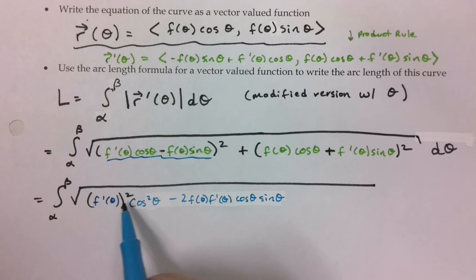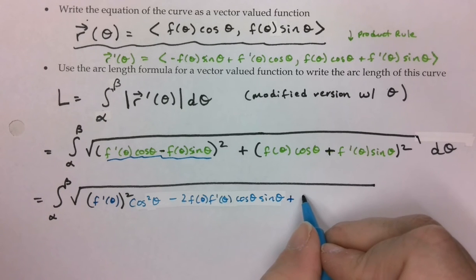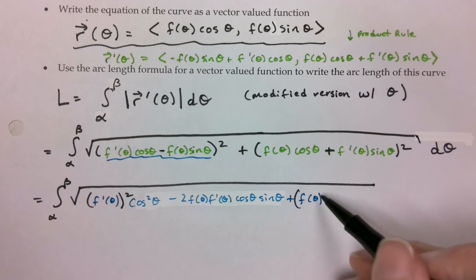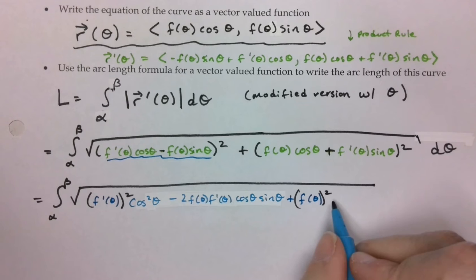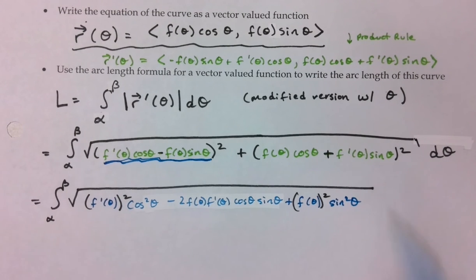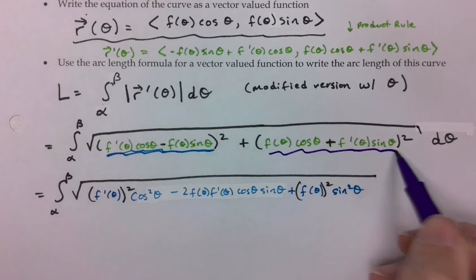So this is firsts, this is outers and inners, and then lasts, right, because I'm foiling, would be f of theta squared, and then sine squared theta. So all of that is just this guy squared. Now I have to still do the other one, and I'm running out of colors. All right, so I'm going to do this other one in purple right here.